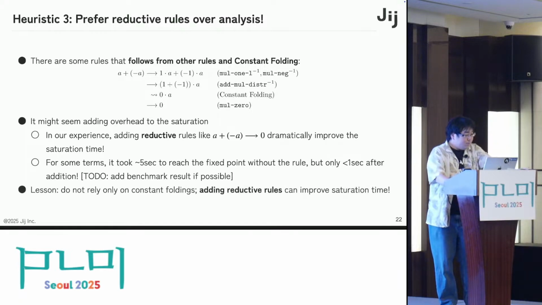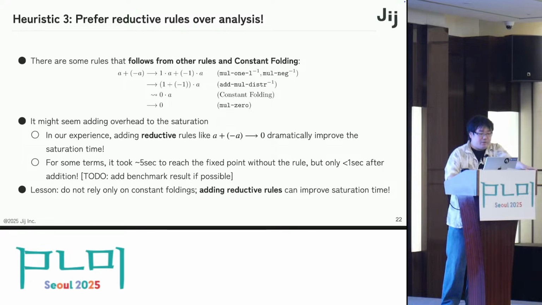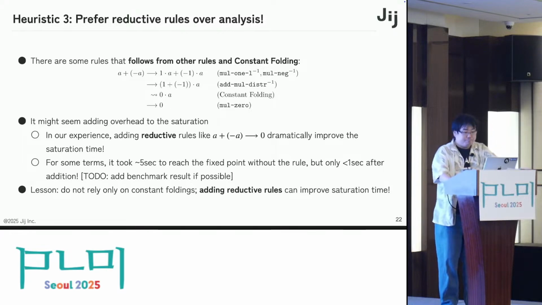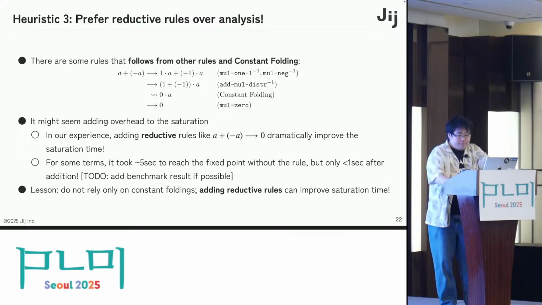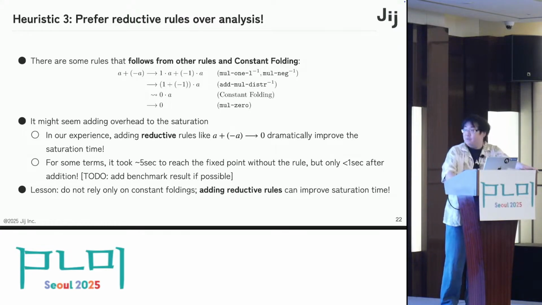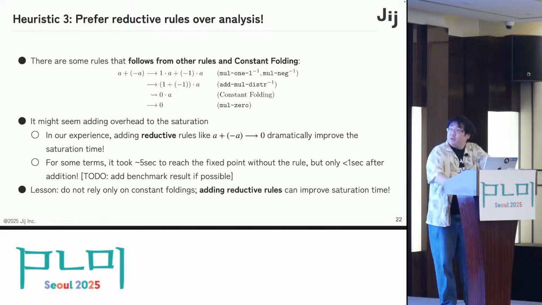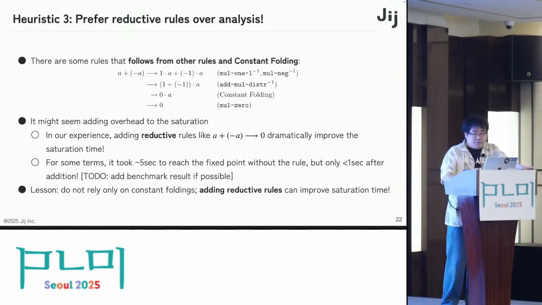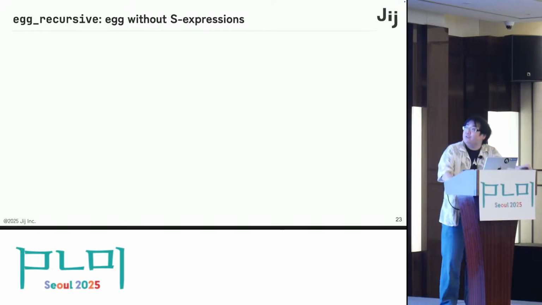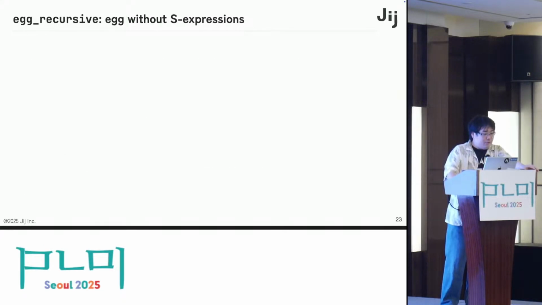So the lesson: do not rely on constant folding. Adding reductive rules can improve saturation time. Okay, and the saturation here means saturation or timeout, but for small terms, it indeed reaches saturation. And these are the heuristics, and okay, only 3 minutes left. So we will skim through egg-recursive in brief.